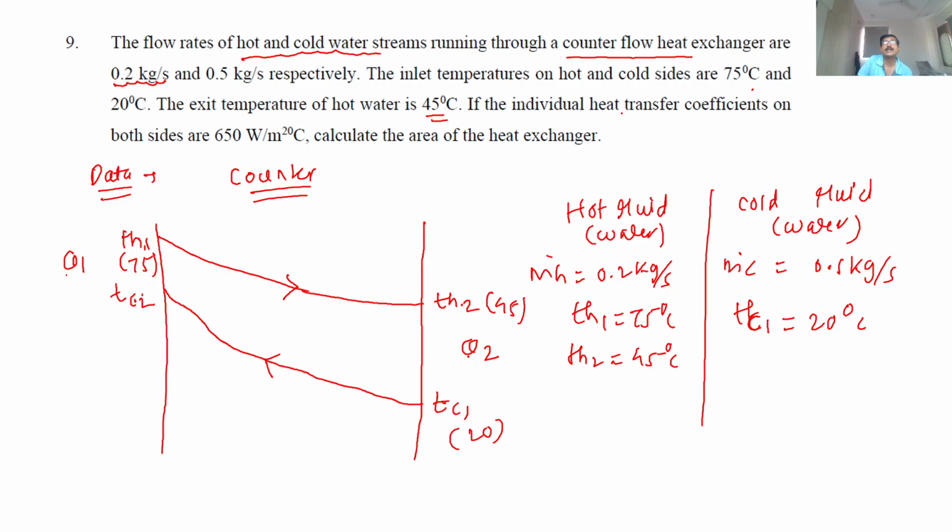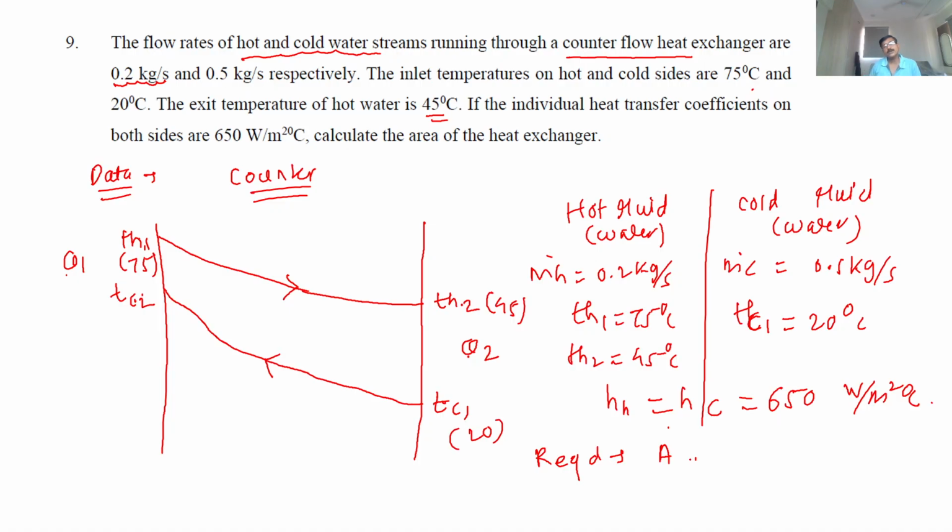Next, the individual heat transfer coefficient on both sides, so h of hot side is equal to h of cold side, because individual heat transfer coefficient on both sides means hot side as well as cold side is same. So h of hot is equal to h of cold is 650 watt per meter square degree Celsius. And what is asked of you? Required answer is the area of the heat exchanger. So just like the previous problem, you have to solve the problem.